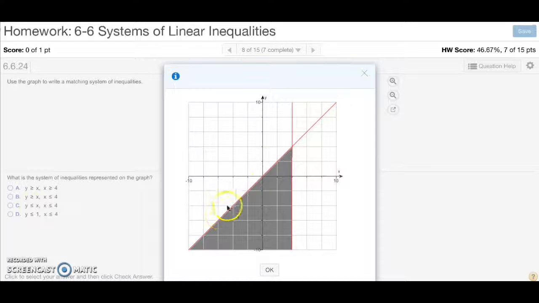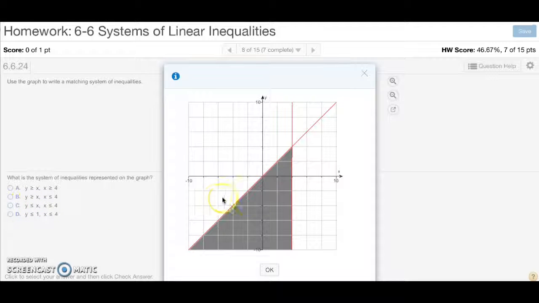So finding my equation of that line, I see my y-intercept is 0, it's going through the origin, and if I choose a second point, say right here, I can do rise over run to find the slope. So go up 1 over 1, my slope is 1, so I will have y is less than or equal to x. So that tells me it has to be C.